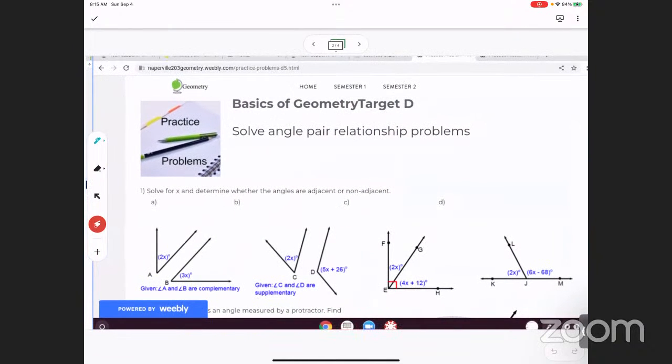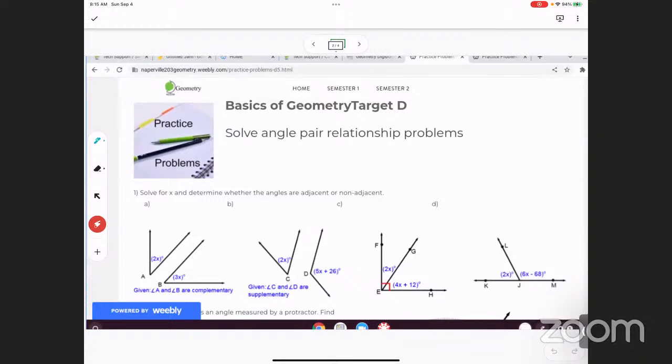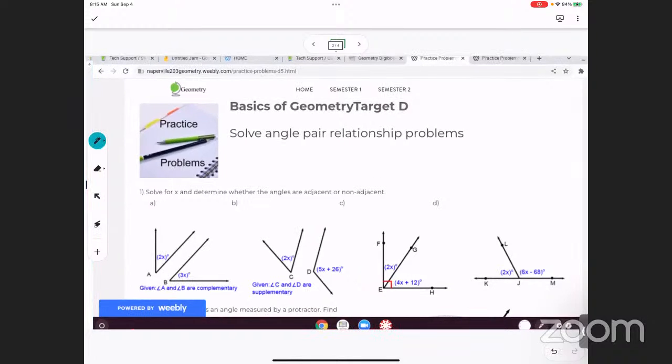All right, so I'm on the next slide now. It says basics of geometry. Solve for x and determine whether the angles are adjacent or non-adjacent. Okay, so given that A and B are complementary, I don't know what the question is. Determine whether the angles are adjacent or non-adjacent. I'm not sure what they mean by that. I think I just look at it and see if it's adjacent or not.